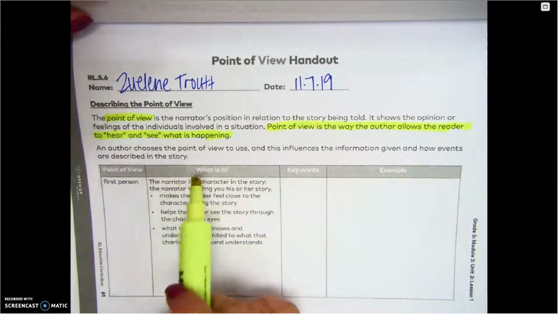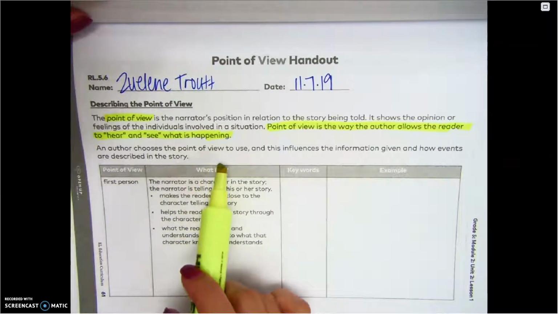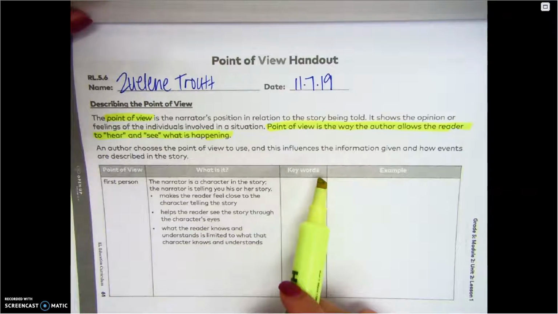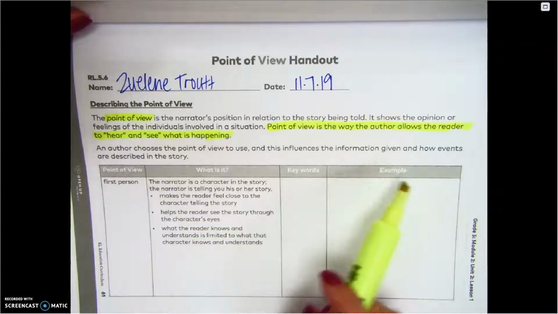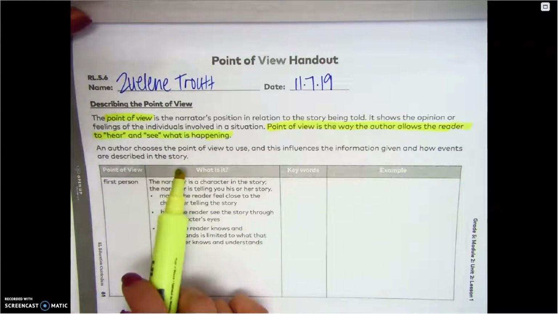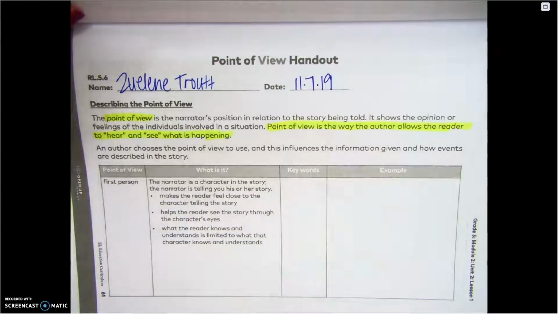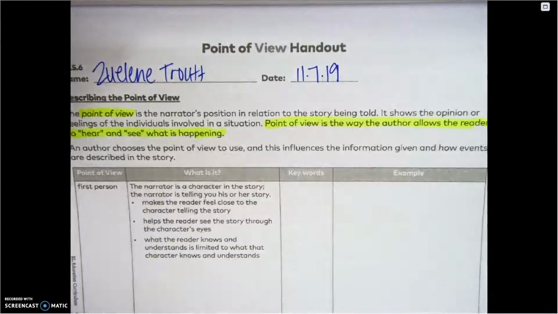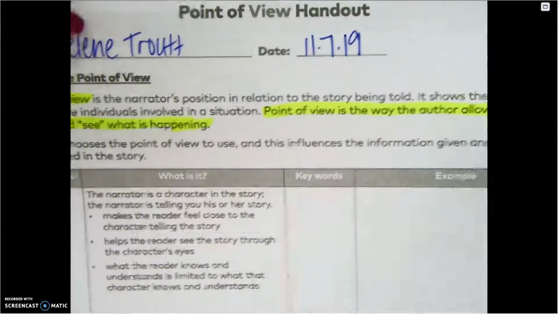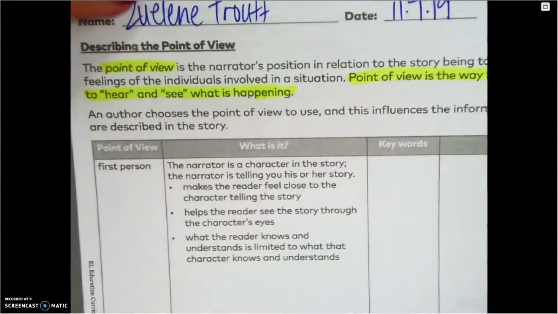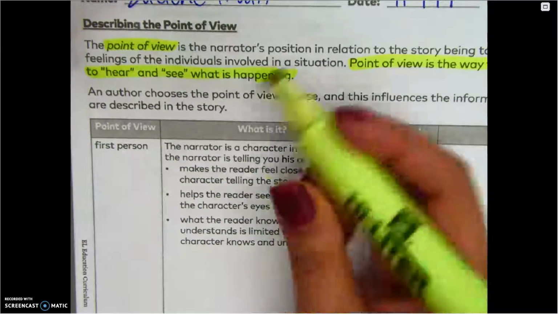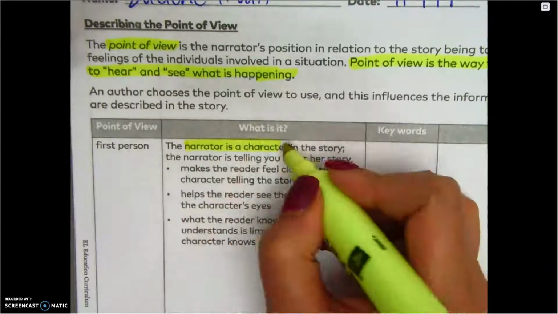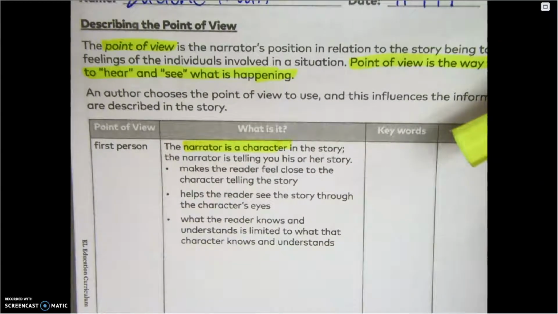Okay. So it says, an author chooses the point of view to use, and this influences, it's under the table, influences the information given and how events are described in the story. Our very first point of view we're going to be really analyzing and focusing on is first person. In first person, the narrator is a character. Yes, the narrator is a character.